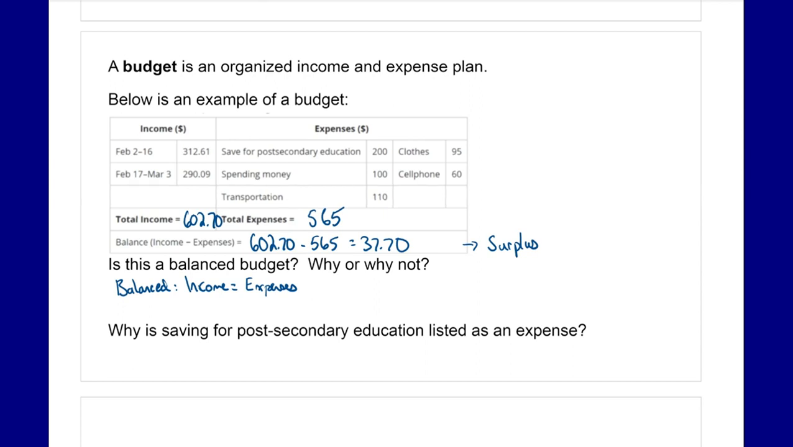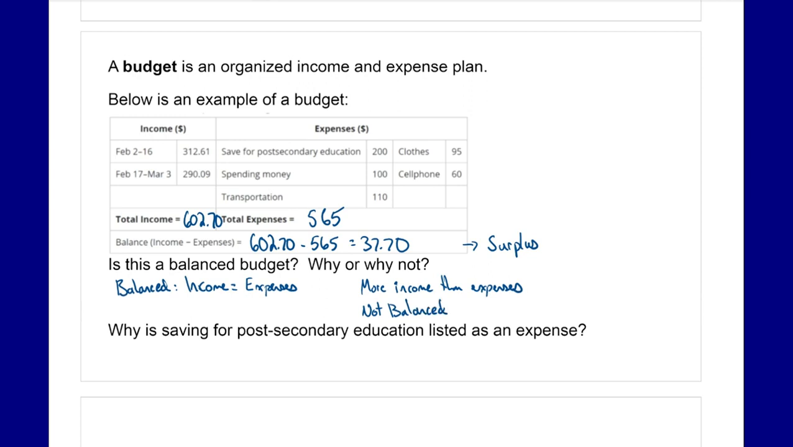So why or why not? Because balanced means the income equals the expenses. So it's more income than expenses. Technically it's not balanced because there's more income than expenses. So we'll also put down not balanced.